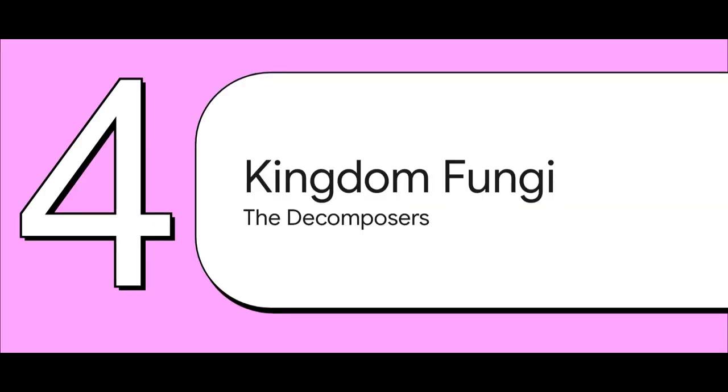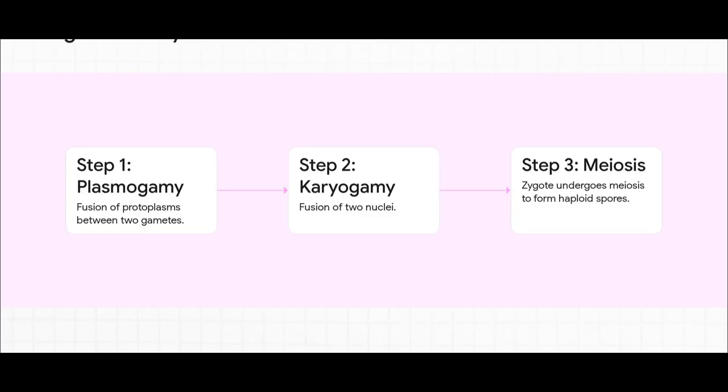And now, Section 4, Kingdom Fungi. Let's talk about the great decomposers, the recyclers of our planet. The sexual cycle in fungi has 3 steps, and the sequence is extremely important. You have to remember the order. First, plasmogamy, which is the fusion of protoplasm, then karyogamy, the fusion of the nuclei, and finally, meiosis in the zygote, which forms haploid spores. Just remember PKM, plasmogamy, karyogamy, meiosis.